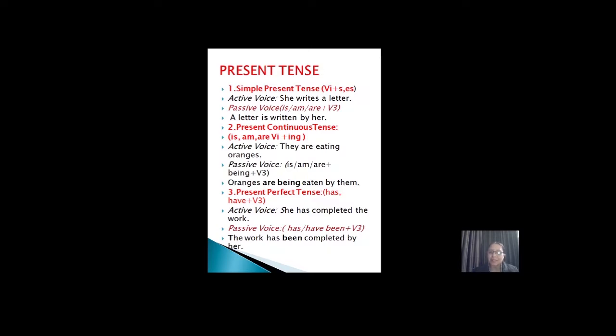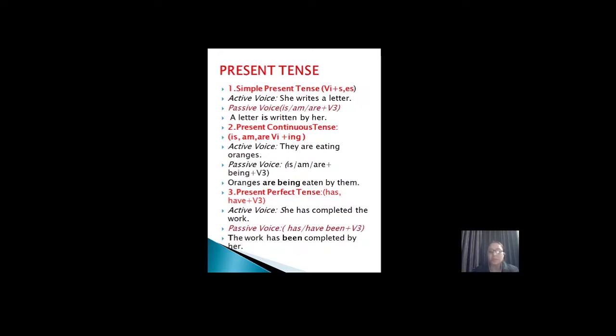Simple present tense in active voice: V1 plus s/es. While changing it into passive voice, we have is/am/are plus V3. Present continuous tense: is/am/are plus V1 plus ing. While changing it into passive voice: is/am/are plus being plus V3. Don't forget to add being here. So present perfect tense: has, have plus V3 in active voice. While changing it into passive voice: has been or have been plus V3. Clear students? Isn't there any problem now? So I hope you have understood present tense.